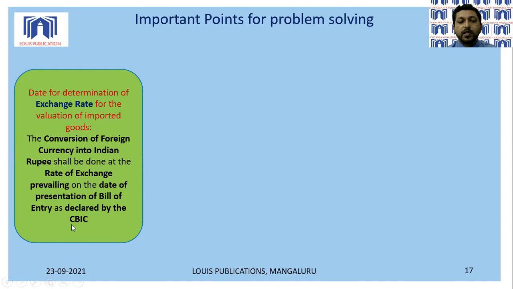CBIC stands for Central Board of Indirect Tax and Customs. So the value specified by the CBIC, Central Board of Indirect Taxes and Customs, that will be taken, and the value that will be taken will be the value of conversion on the date of presentation of bill of entry. We will take an example for that.